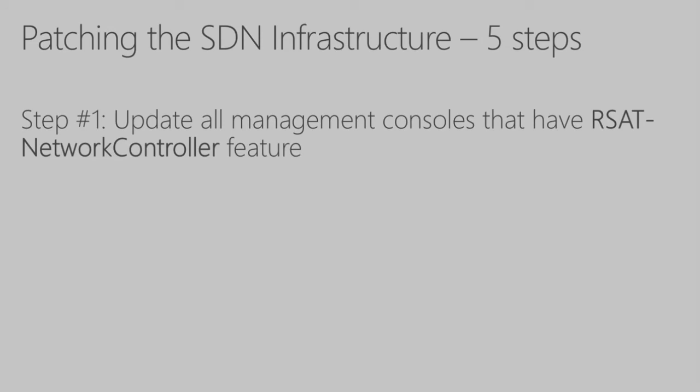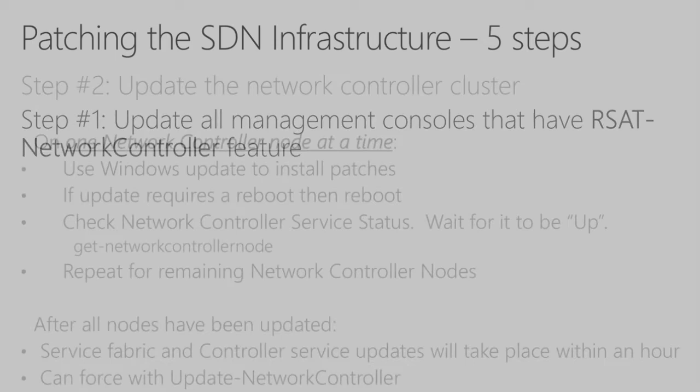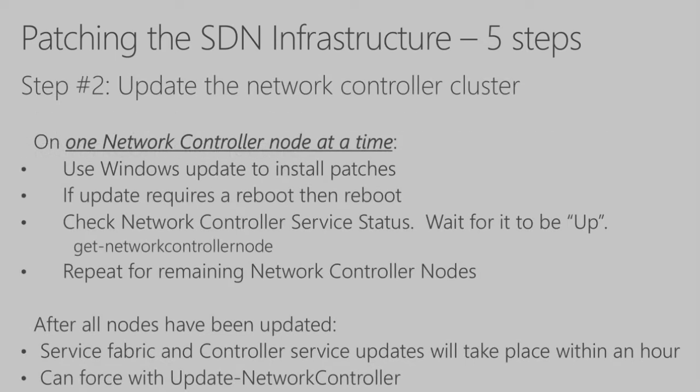So 5 steps to getting patched. First step, update where you're running your management console from. This is wherever you have the RSAT-network controller feature. Turns out we actually have some updates to the PowerShell that actually affect some of the update commandlets themselves. So if you are doing your updating from a machine that isn't a network controller itself, update that machine first. So you have the latest PowerShell wrapper. Step 2, update the network controller cluster.